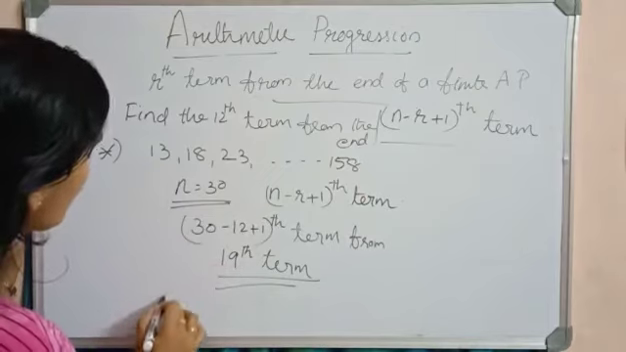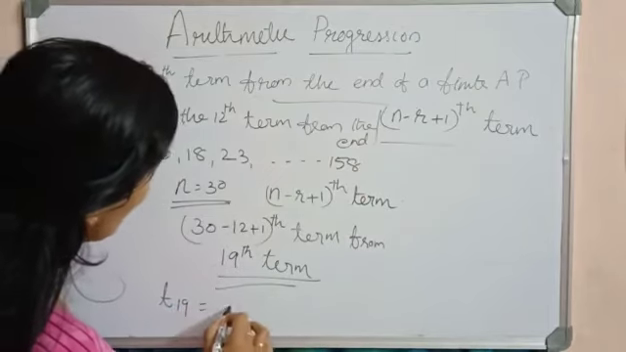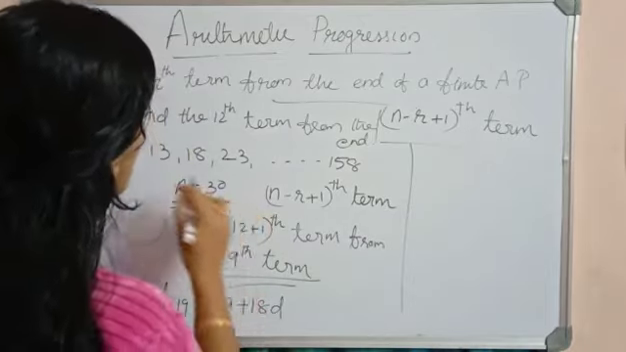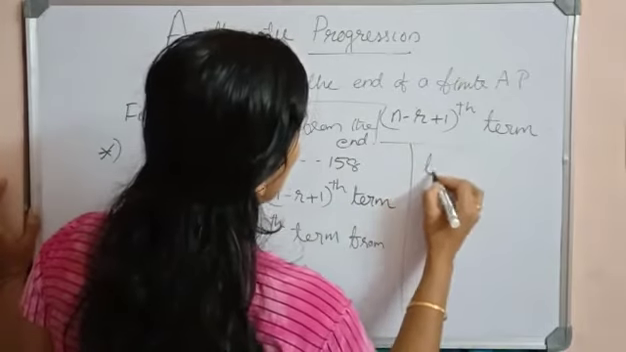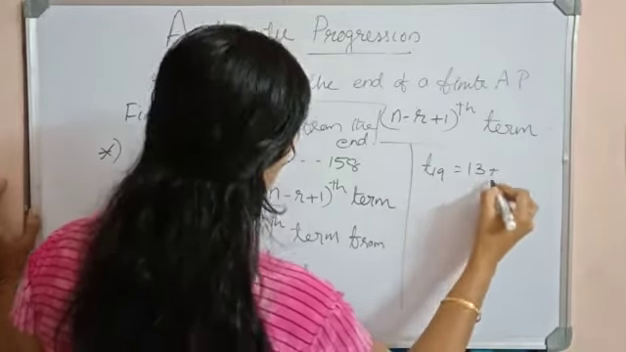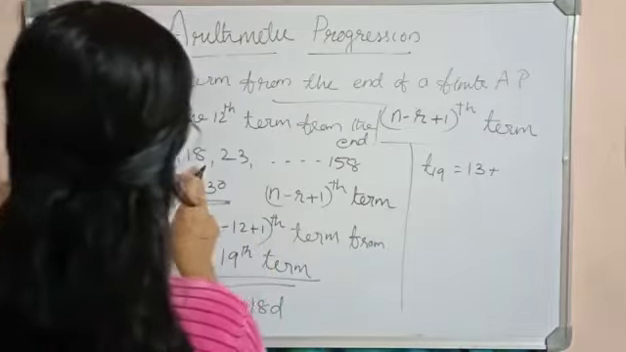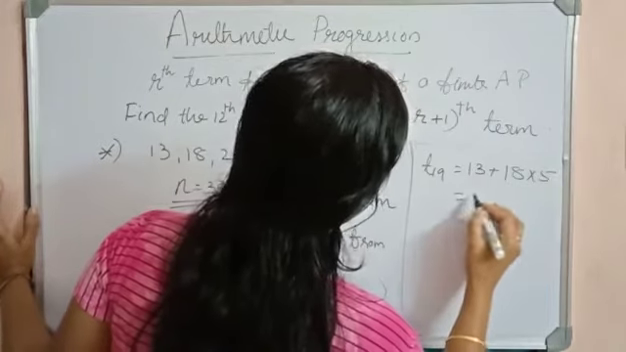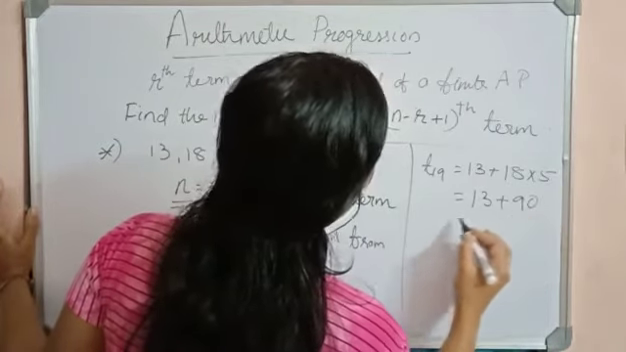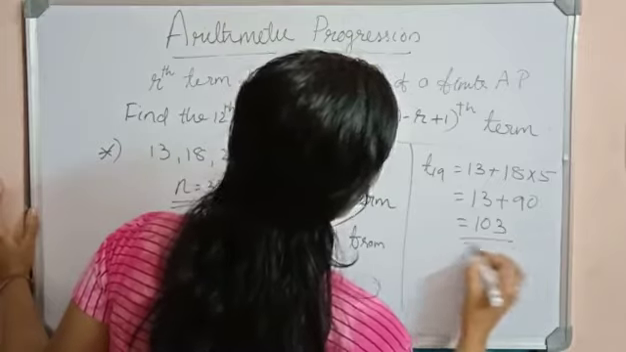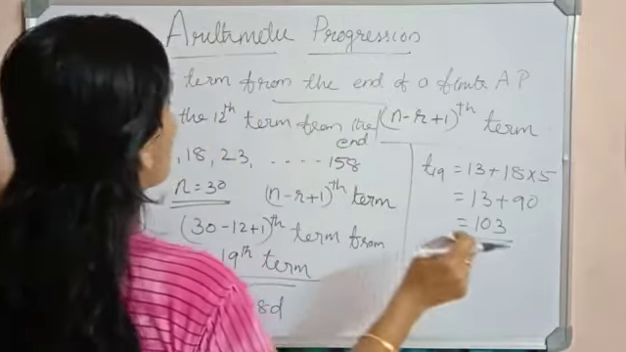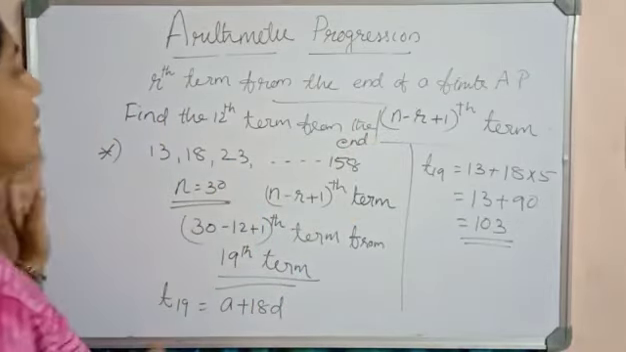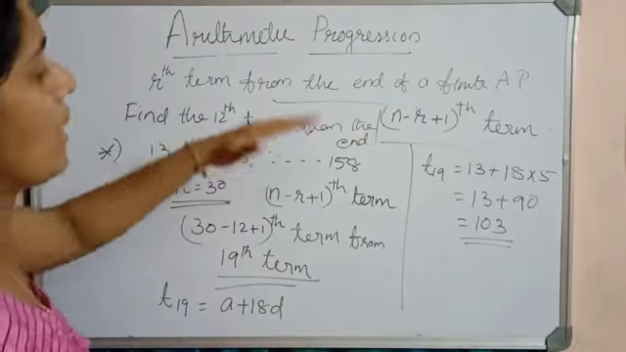So what is the 19th term? That is T19. What is T19? A plus 18D. Let's find the 19th term. What is A here? A is 13. So 13 plus 18D. 18 into, what is the common difference? 18 minus 13 is 5. So 18 into 5. That is equal to 13 plus 90, and that is the same as 103. So we got the 19th term as 103, and that is the 12th term from the end of the given AP. This is how we can find the rth term from the end of an AP.